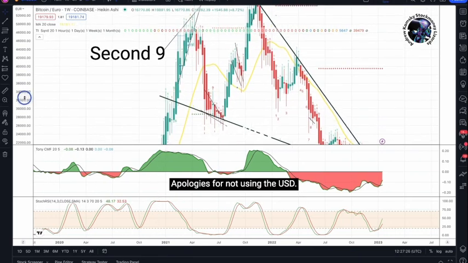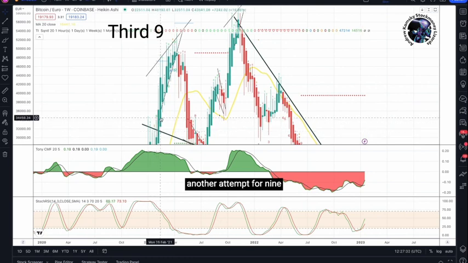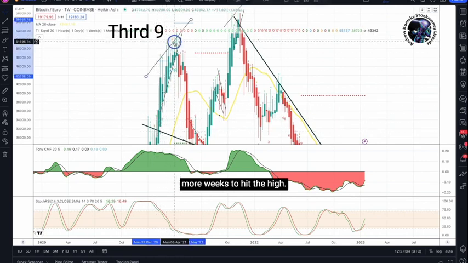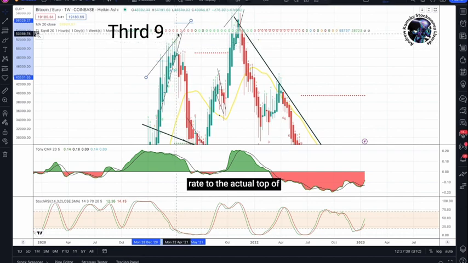Apologies for not using the USD. And then finally making another attempt for 9 more weeks to hit the high at a phenomenally close rate to the actual top of Bitcoin price movement.